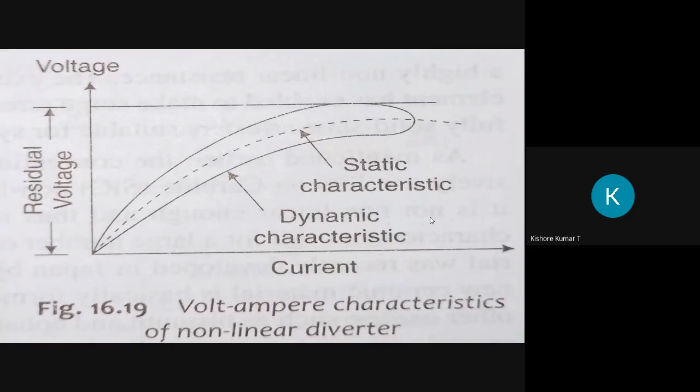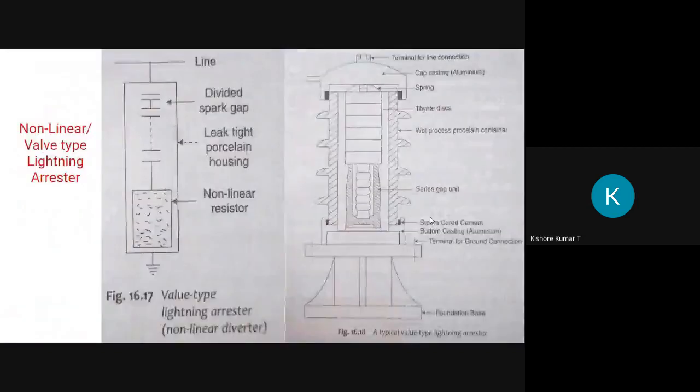As I already explained in the previous class, a non-linear resistor will adjust its resistance value. This is a non-linear resistor which is made of thyrite discs. So this is the actual diagram. This top stack is the resistor, and these are nothing but spark gaps. We considered divided spark gaps. So these are divided spark gaps.